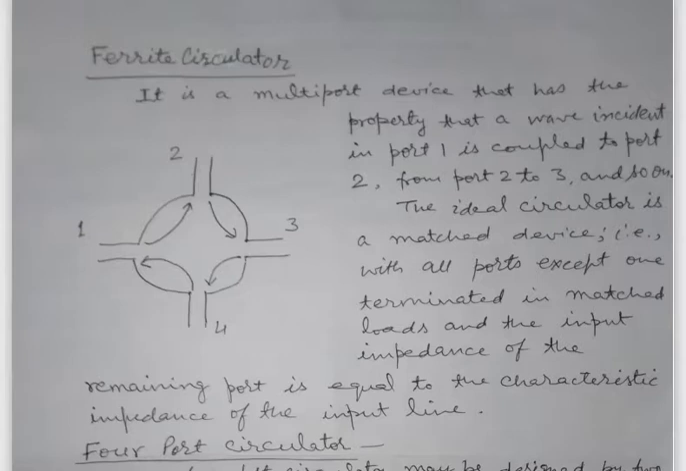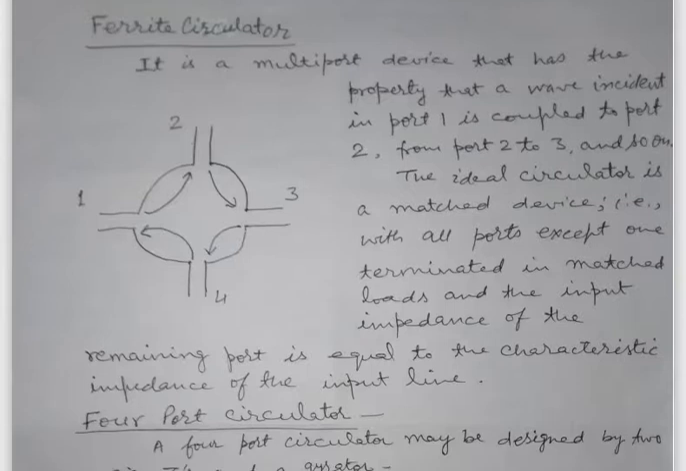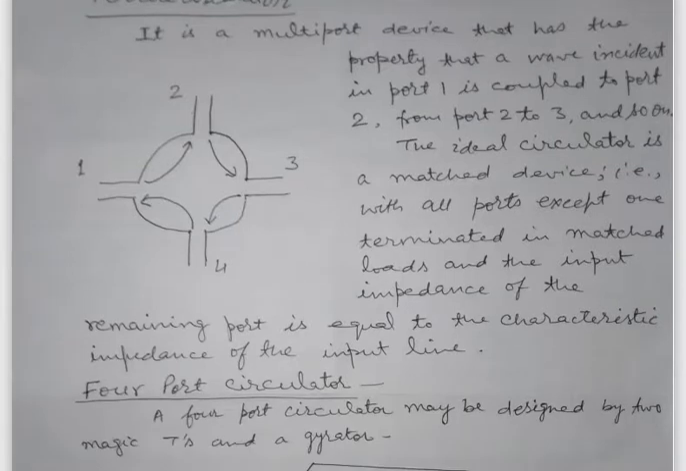So first of all we define a circulator. As shown in the figure, a circulator is a multi-port device that has the property that a wave incident in port 1 will transmit through port 2, a wave incident in port 2 will transmit through port 3, and similarly from port 3 to port 4.